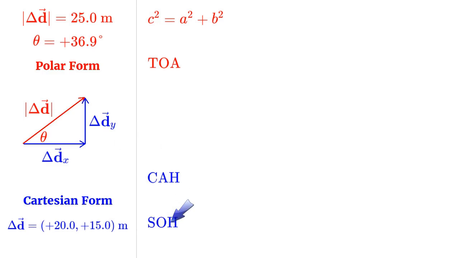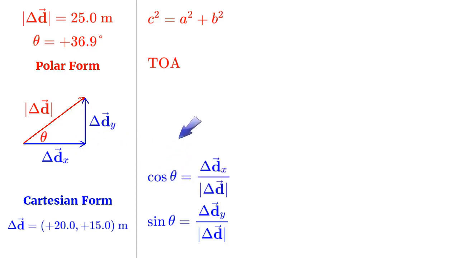The cosine formula is very similar. Cosine is the adjacent side over the hypotenuse. So the only difference here is that instead of the opposite side, which is the y component, we're going to use the adjacent side, which is the x component. The tangent is equal to the opposite side over the adjacent side. So again, the opposite side is the y component, the adjacent side is the x component, so we can write tan theta is going to equal delta dy over delta dx.